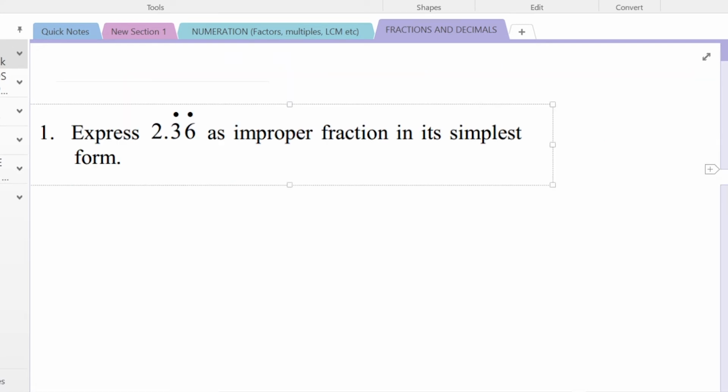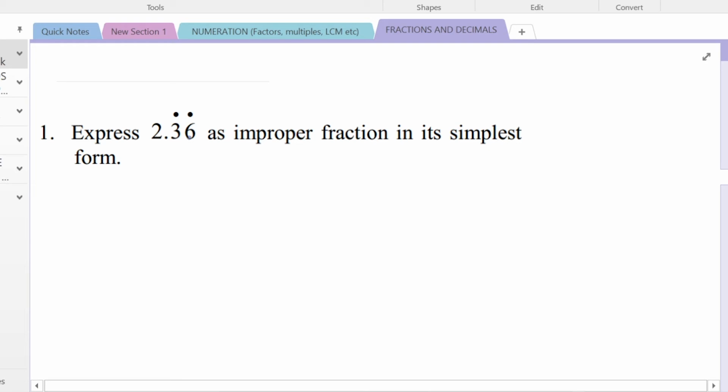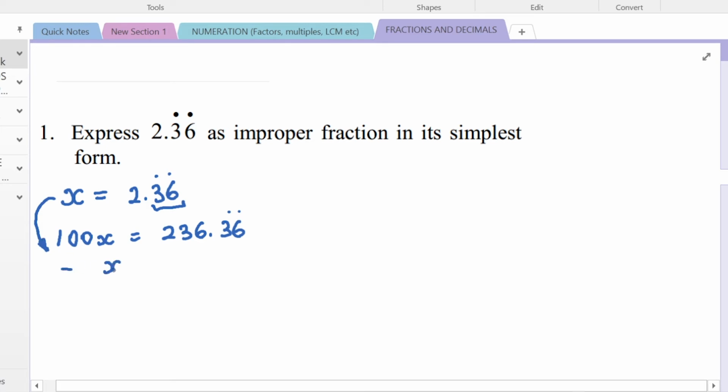Moving on to the next. Of course, express this as an improper fraction in its simplest form. Yeah, it is 3 and 6 that are recurring, so we shall simply say X is given by 2.36 recurring. Those are the numbers that are recurring. Then, of course, the recurring digits are two, so we shall multiply by 100 on both sides. So 100x is equal to 236.36. Then we bring the earlier step and say minus x is equal to 2.36.